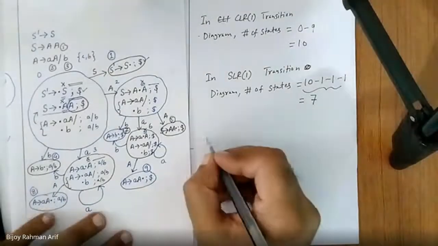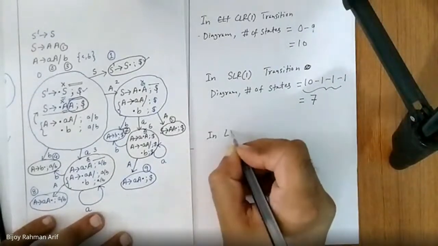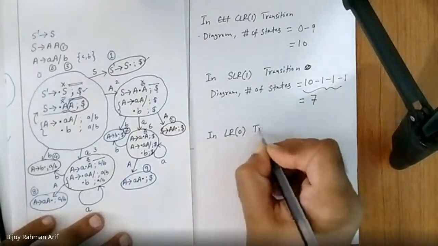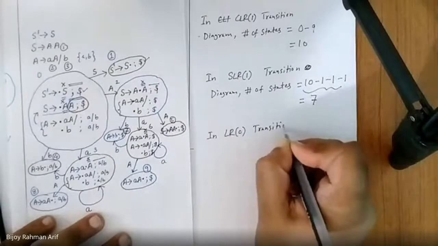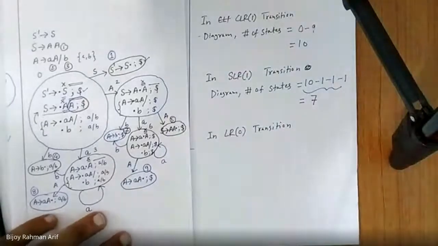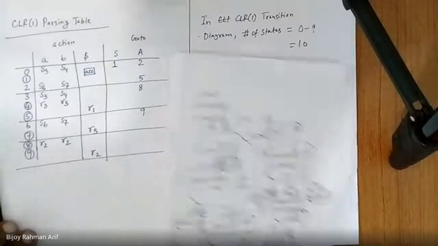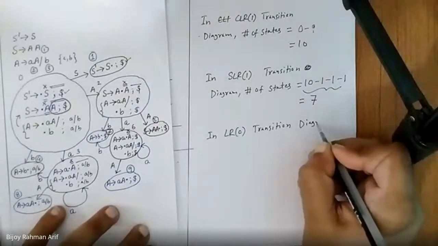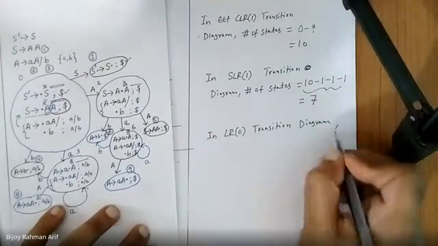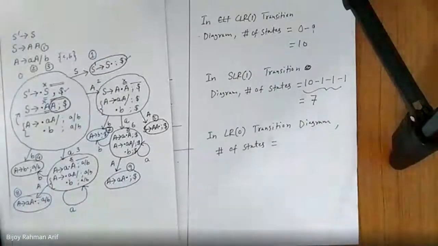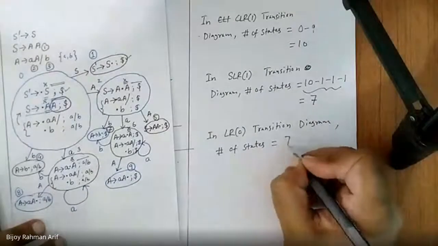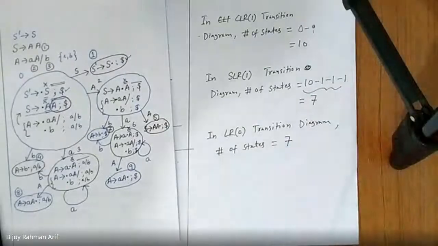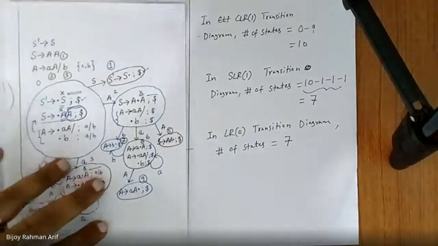Okay, in LR0, how many states are there? Tell me. Sir, LR0 and SLR1 are the same because they have the same diagram. So it is also 7. Good. Very good.